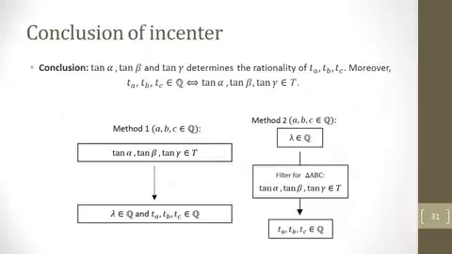And in conclusion, tangent alpha, beta, and gamma determine the rationality of the values of t. Moreover, the values of t are rational if and only if the tangents belong to T. And these are the two methods that we used. And finally, we will move on to the Fermat point.